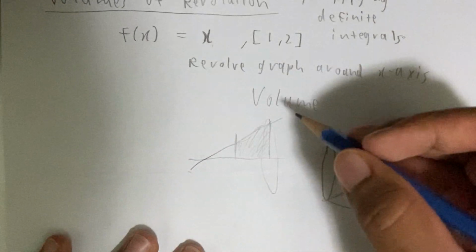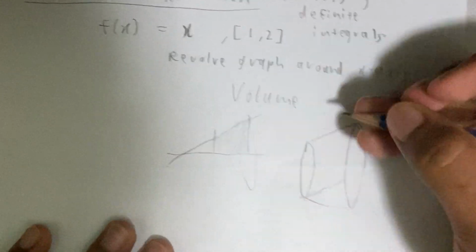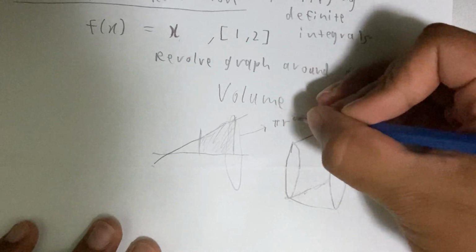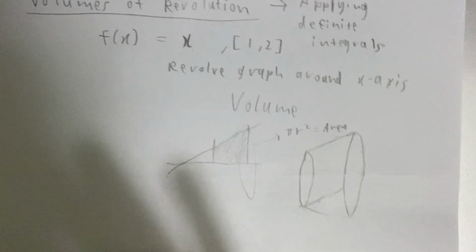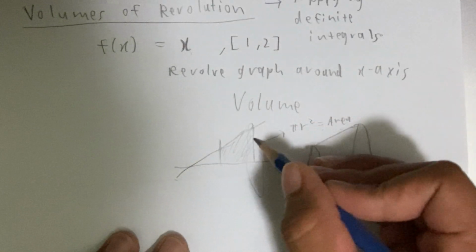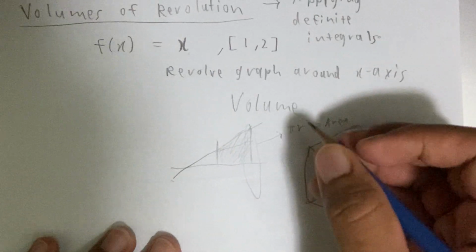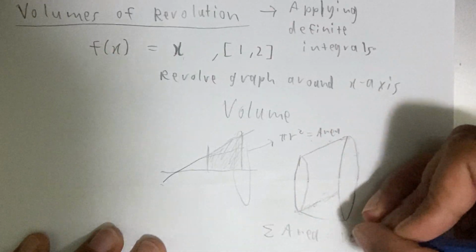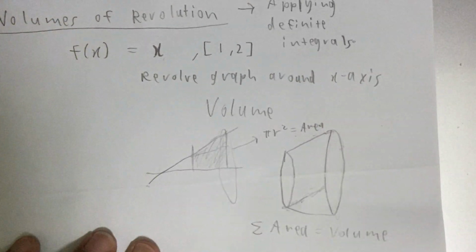Essentially, you know that the area of one of these circles is pi r squared, right? With that in mind, we realize that if we add up the areas of all of these infinitely, then we get the volume. So summation of area is equal to volume. And you know what does the sum for us? The definite integral, our old friend.